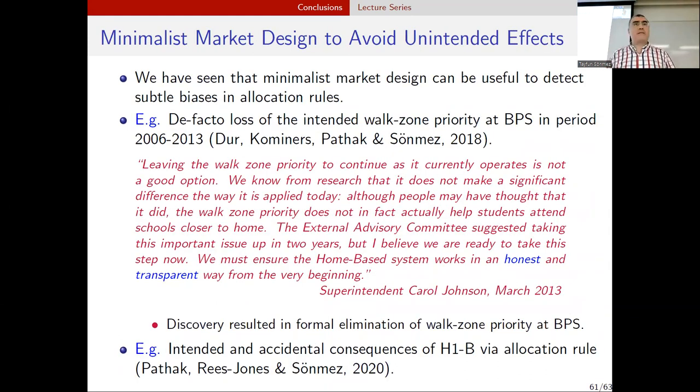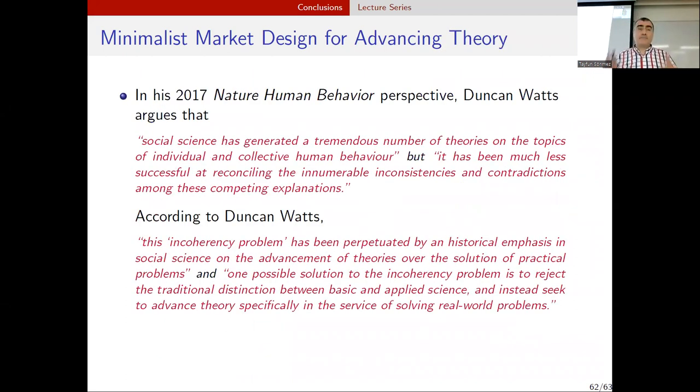Okay, and my last point is the following. We talk mostly about policy impact, but these tools can also be used to avoid unintended policy mistakes. In Boston, that actually happened, and our analysis led to the complete dropping of the walk-zone priorities in Boston. You can check that out. This is the paper with Atila Abdulkadiroglu, Scott Kominers, and Parag Pathak. But the point that I really want to make is this last point.